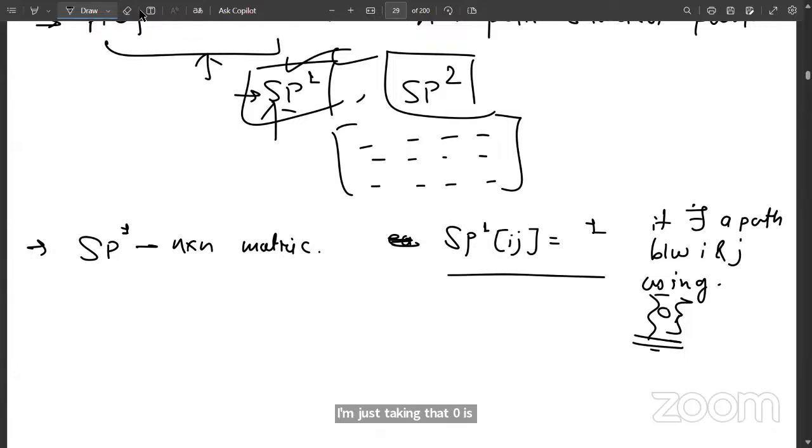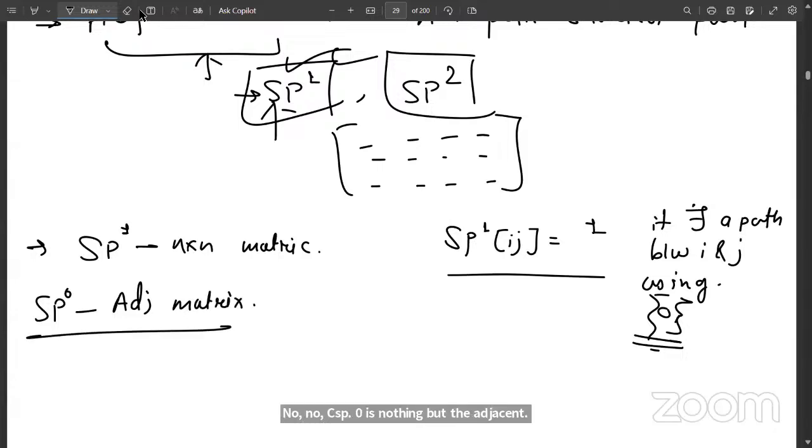Ma'am, sometimes I have seen matrices like SP0. Yeah, SP0 is the initial matrix, nothing but the adjacency matrix, with only the weights. Sometimes the index starts with 0 and sometimes with 1. See, SP0 is nothing but the adjacency matrix. Or is SP0 same as SP1?